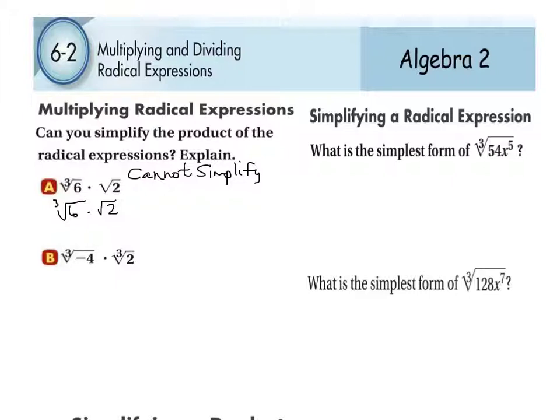Okay, so now let's take a look at problem B. We've got the cube root of negative 4 times the cube root of 2. Well, I know that these two are the exact same root. So what I'm going to do is combine them and make this the cube root of negative 4 times 2, which is the cube root of negative 8.